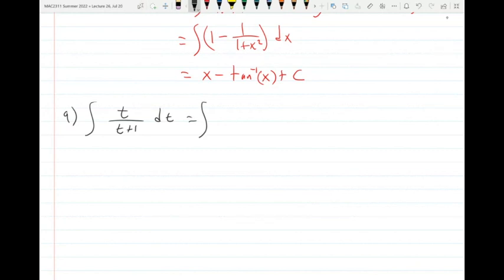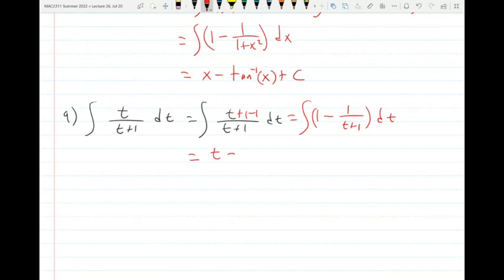So again, here the trick is that we're going to add 1, subtract 1, because I want that 1 over t plus 1 to show up. And when you split and simplify, you get this. Everybody okay so far? And now, integral of 1, okay, that's t. Remember, our variable is t now. And then integral of 1 over t plus 1, that's ln.